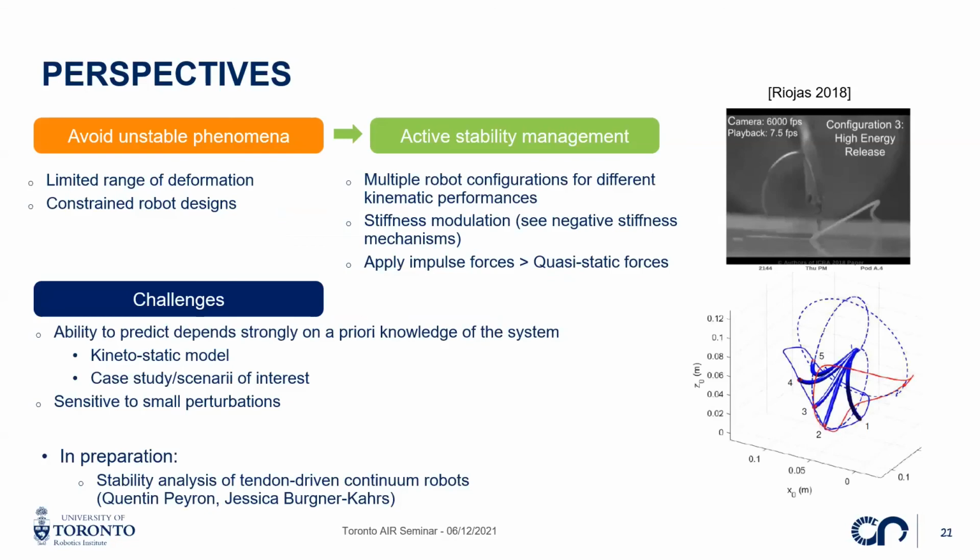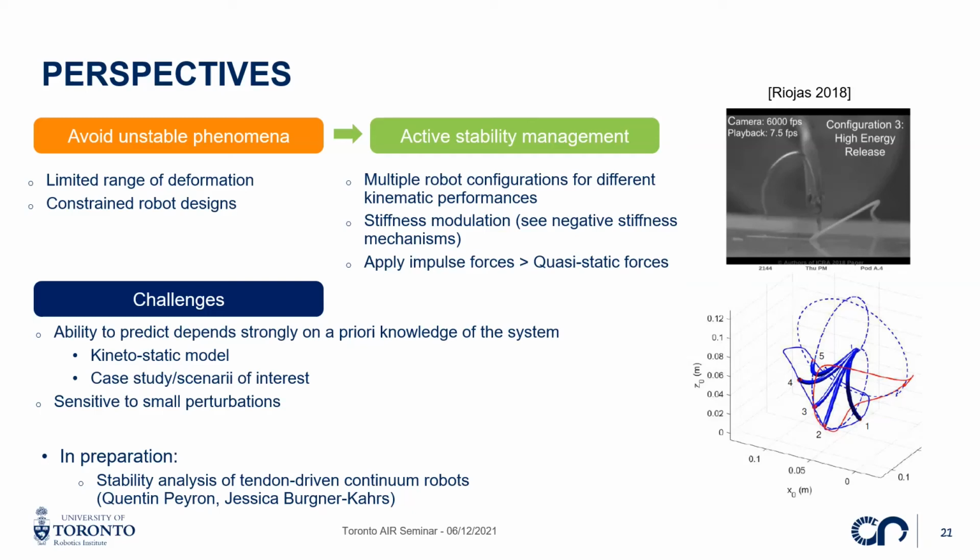Now I would like to end quickly on some perspectives. So the current approach today is to try to avoid these unstable phenomena. By iterating on the design, you can try to limit the range of deformation and try to have a robot which is always stable. But of course, this will limit the robot performances because you will have a limited workspace, and this constrains the robot designs. So I think instead, one very interesting research area is to try to control these phenomena and to use them to obtain different kinematic performances, for example, by exploiting these different robot configurations.